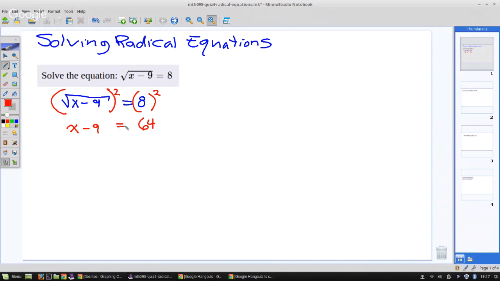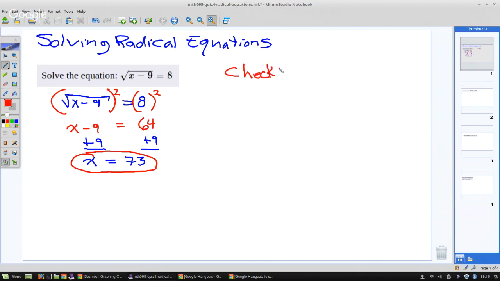Now that the root is gone, this is pretty easy to solve. I can just add 9 to each side. And cleaning that up, it looks like x is equal to 73. Now, this is just an educated guess. I think this is the answer based on some rules of algebra I know. I really need to check to make sure.